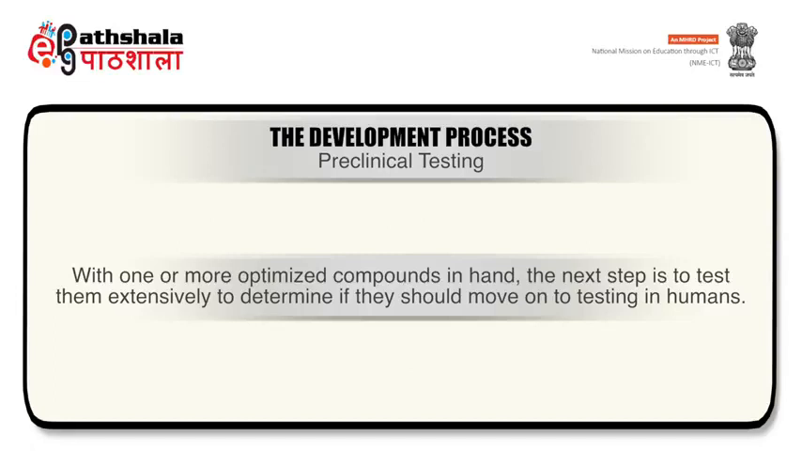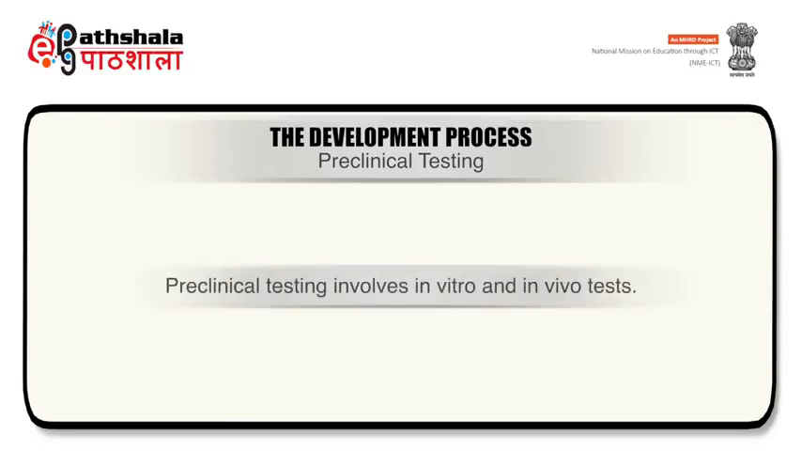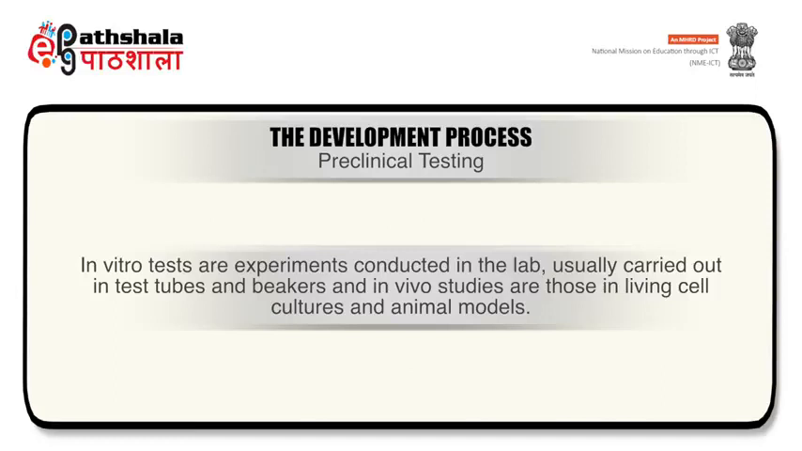With one or more optimized compounds in hand, the next step is to test them extensively to determine if they should move on to testing in humans. These studies are called preclinical studies. Preclinical testing involves in vitro and in vivo tests. In vitro tests are experiments conducted in the lab, usually carried out in test tubes and beakers, and in vivo studies are those in living cell cultures and animal models.